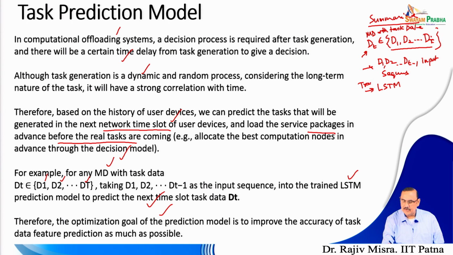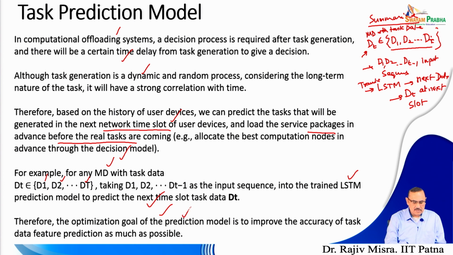If this is a trained LSTM model, when we enter the input it will make a prediction of the next data, that is dt at the next slot. So, this particular data is being predicted by the LSTM beforehand, and the optimization goal of the prediction model is to improve the accuracy of the task data feature prediction as much as possible.